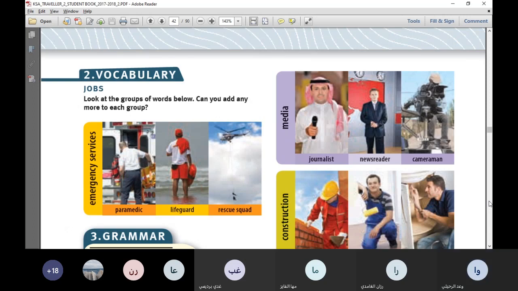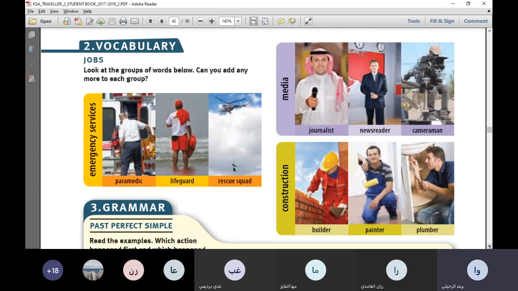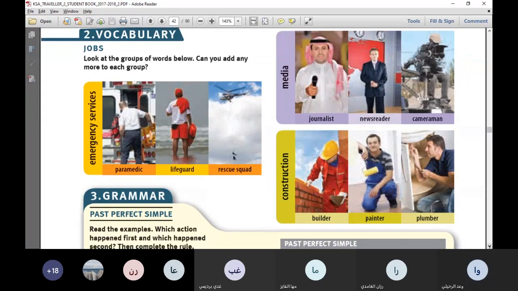Okay. Now we have here those vocabulary. Very easy. I'm just going to bring you the picture and you're going to choose. So you know who is the plumber, who is the lifeguard, who is the journalist. I will give you this picture, then I will give you choices. Is he a journalist? Is he a newsreader or a cameraman? So you're going to choose journalist, and the rest also the same.